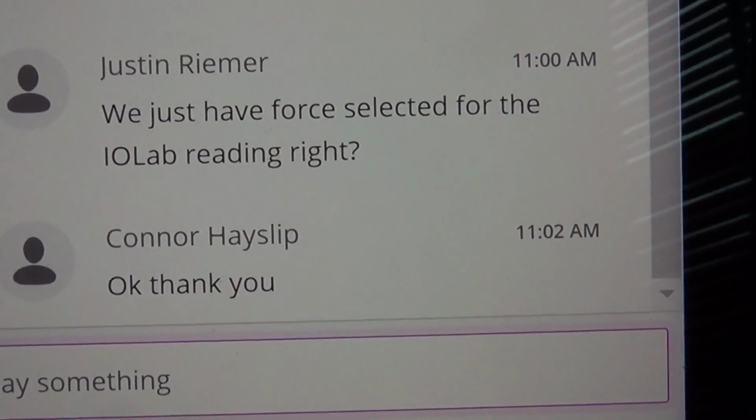And Connor, I understand. I think I have a backup plan for you, but I'm hoping that you can still work on it and get the motor to work. So keep trying that, Connor, and see if you can get it to work. And if it still doesn't work in the next 10 minutes, I have a backup plan. And then Justin, we just have force selected for the IO-Lab. That's right. You only have force. That's right. And you're welcome, Connor.